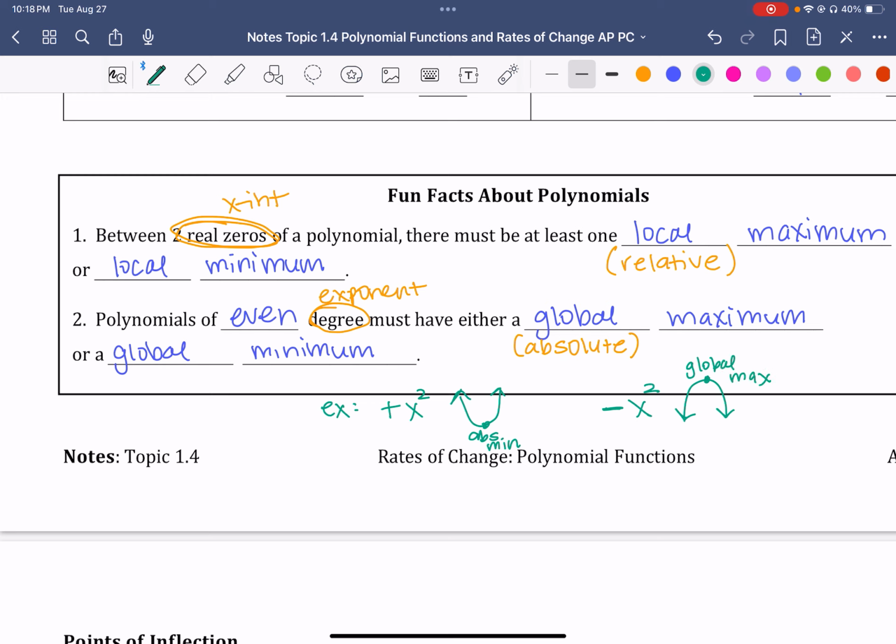It's the same thing. Okay, so if you have an even exponent, so let's say exponent of 2, 4, 6, 8, anything like that, it'll either be an absolute maximum or an absolute minimum. And then depending on whether your coefficient is positive or negative will determine if it's a minimum or a maximum. So if you have a positive coefficient, it's an absolute minimum. And if you have a negative coefficient, then it's an absolute maximum. Okay, let's go to the next page.